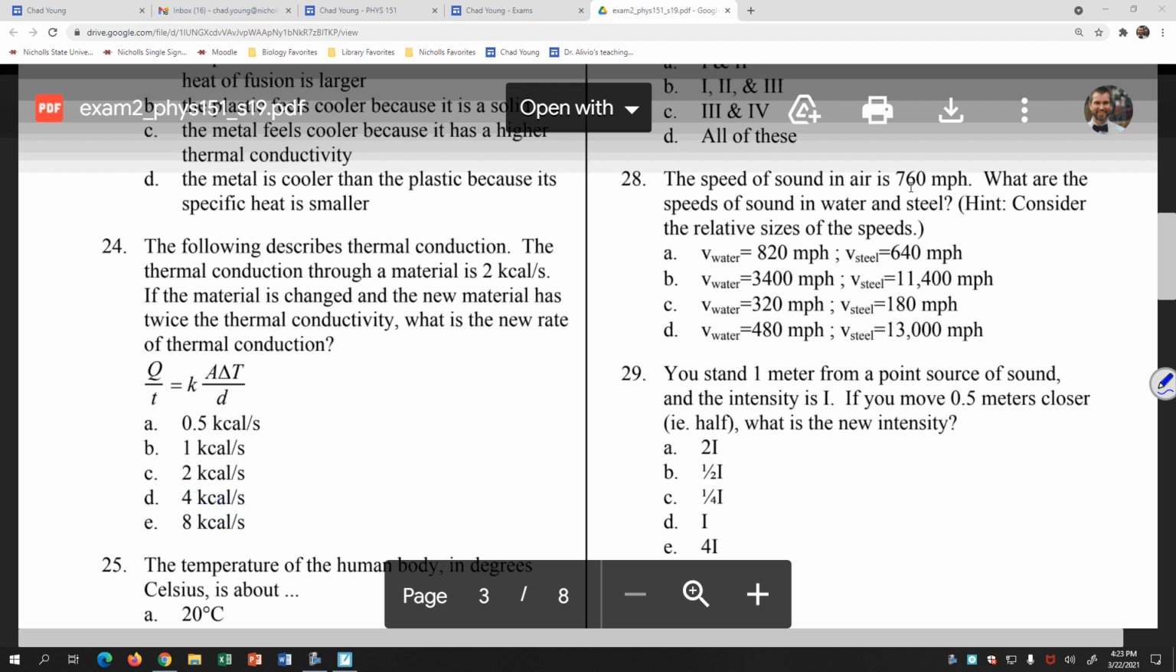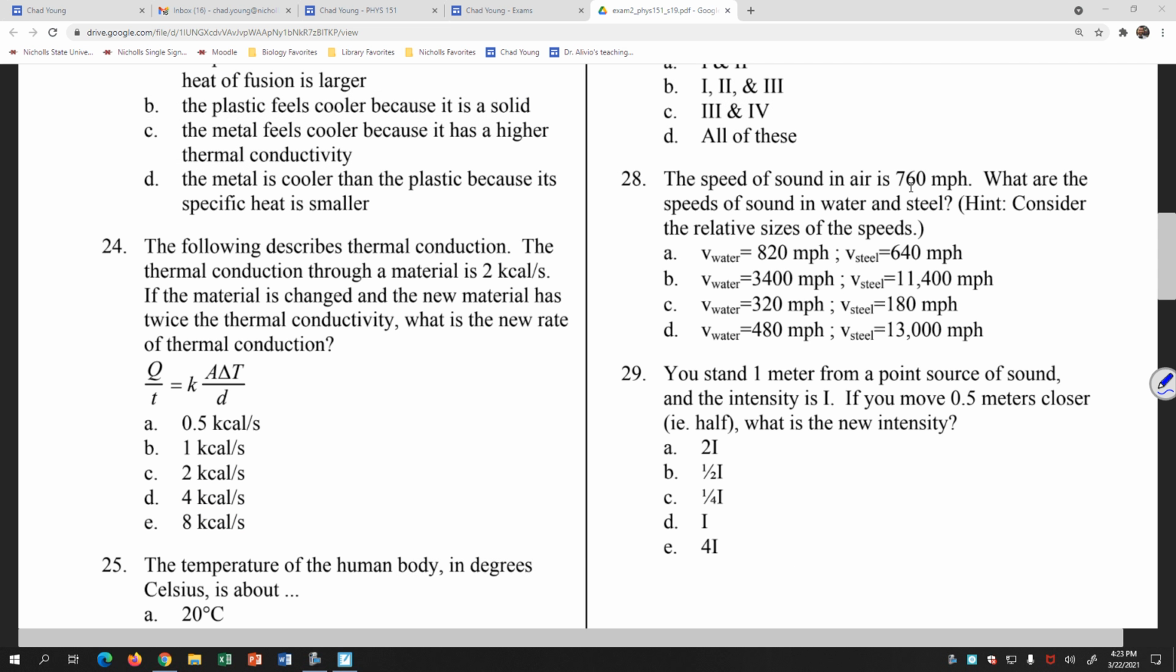The following describes thermal conduction. The thermal conduction is 2 kilocalories per second. That means Q over T is 2 kilocalories per second.